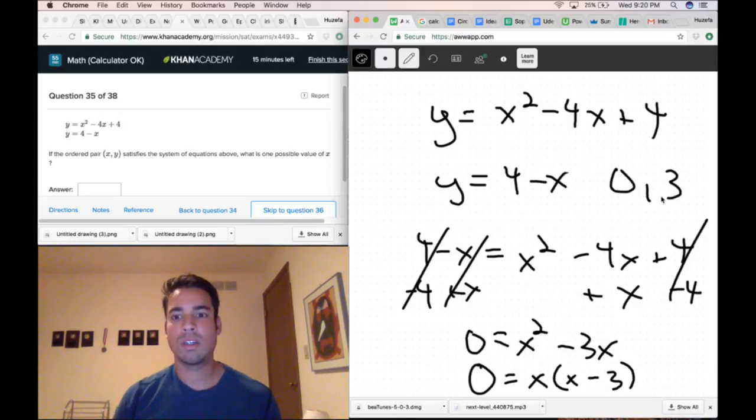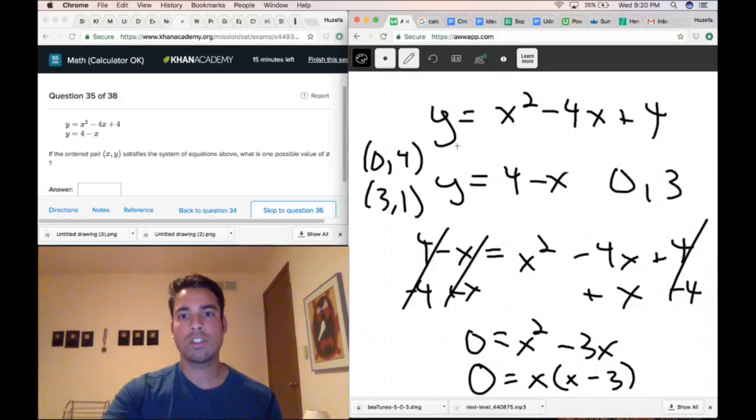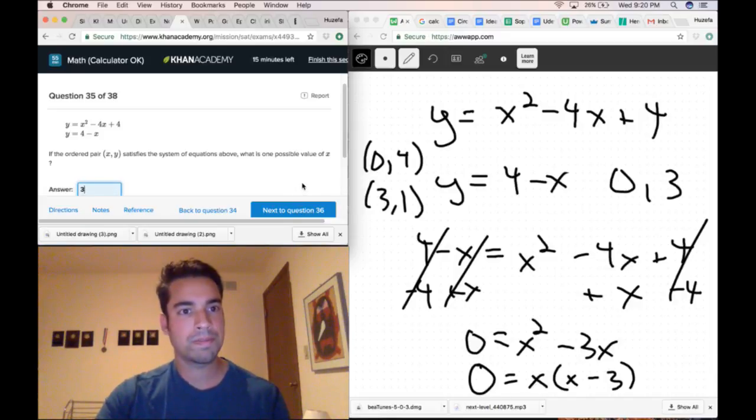But I want to test this because you never know, right? So when x is 0, y has to be 4. So our pairs are 0, 4, and 3, 1. I tested them in this bottom equation. Let's see if it works up here. X is 0, y is 4. That's right. X is 3, 9 minus 12 is negative 3, 1. So they both are right. I'm going to answer 3 just for fun. We can answer 0 or 3.